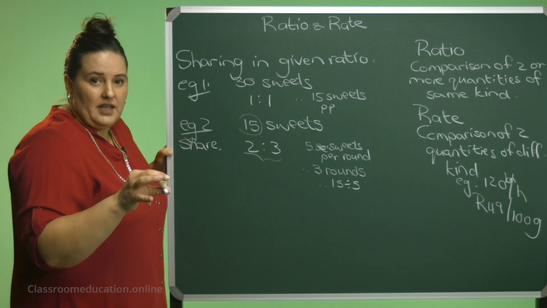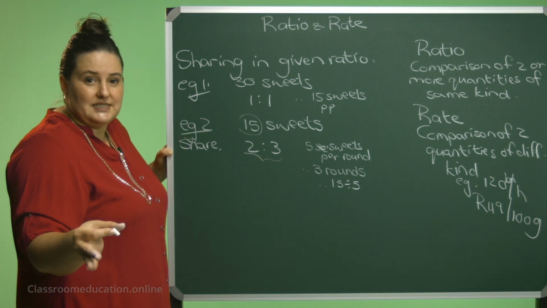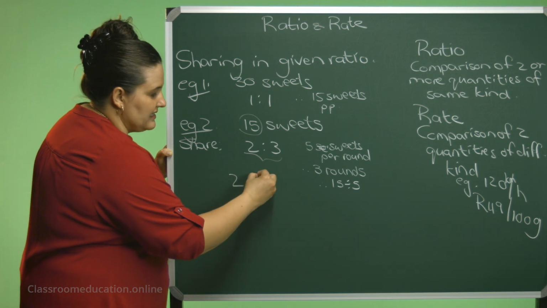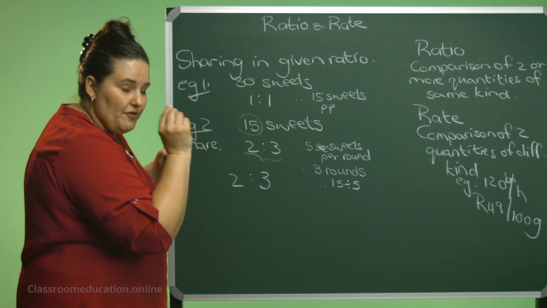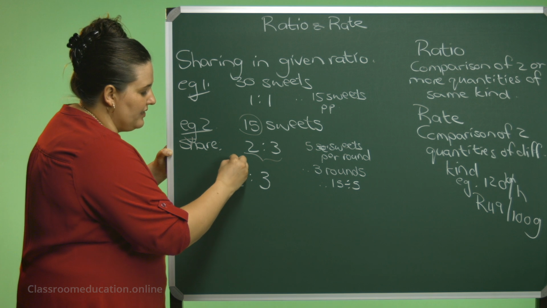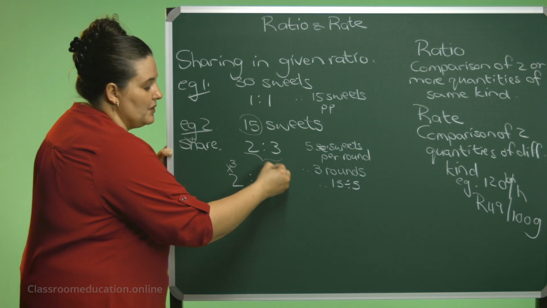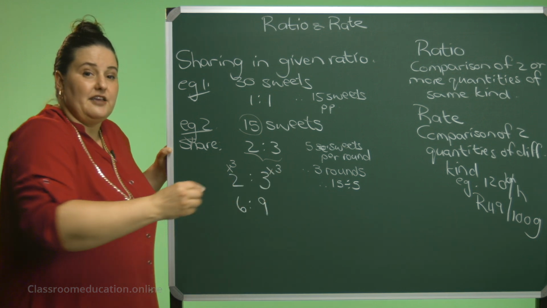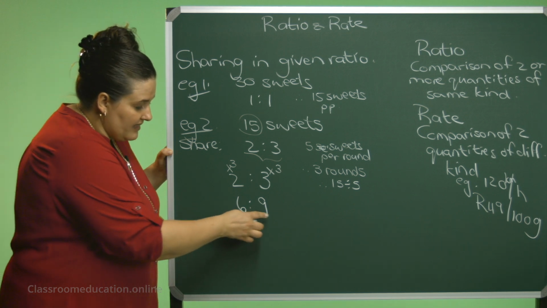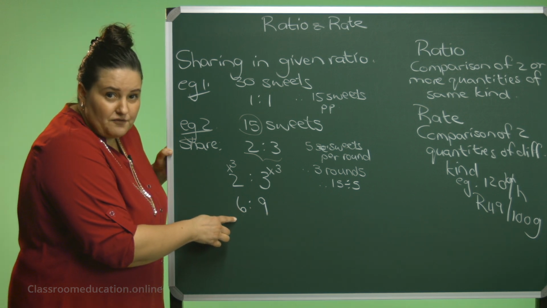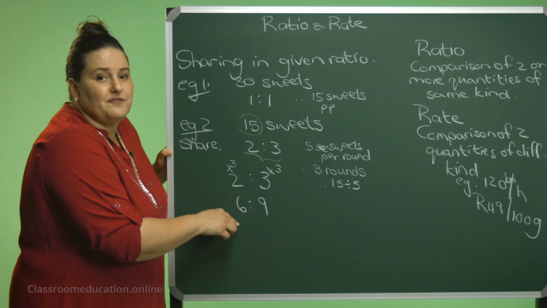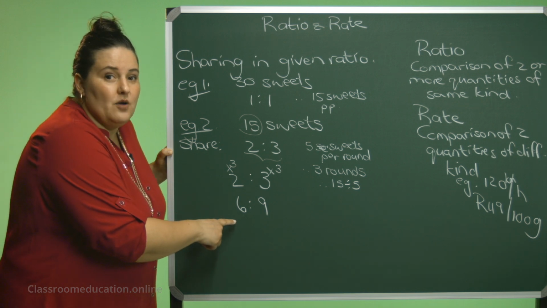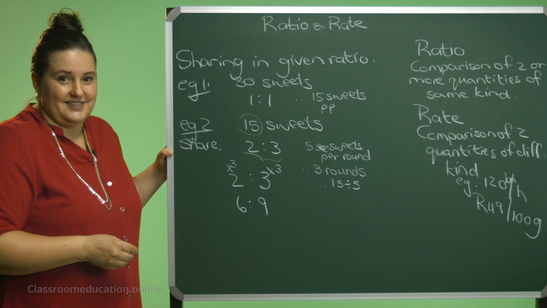So in total, how many sweets did the first person get? And how many sweets did the second person get? So what should you do? Take your ratio and say there were 3 rounds. So I'm going to multiply this by 3. I'm going to multiply the other person by 3. So I will have 6 to 9. And if you look at 6 to 9 and you add that up, you will realize the answer is 15, which means that, yes, you have shared all the sweets between these 2 people. The first person got 6 sweets, while the other one got 9 sweets.